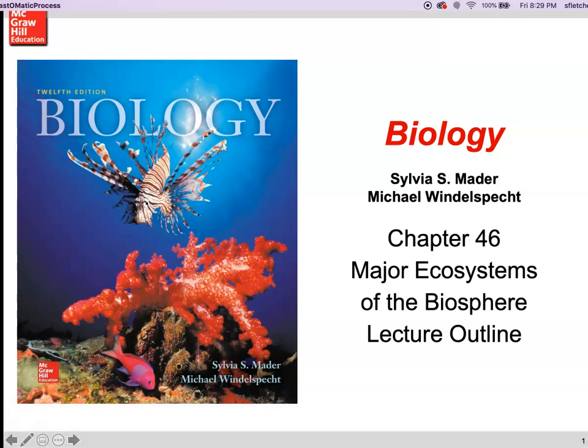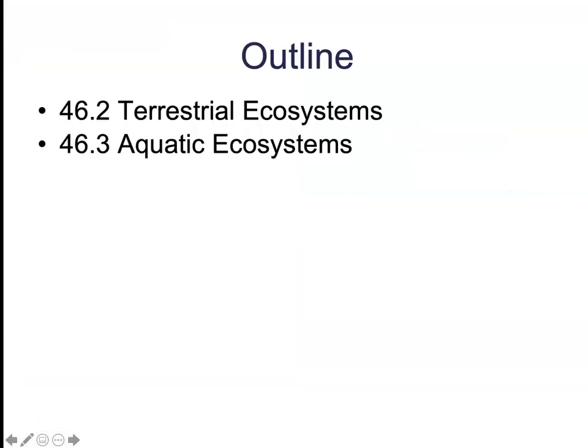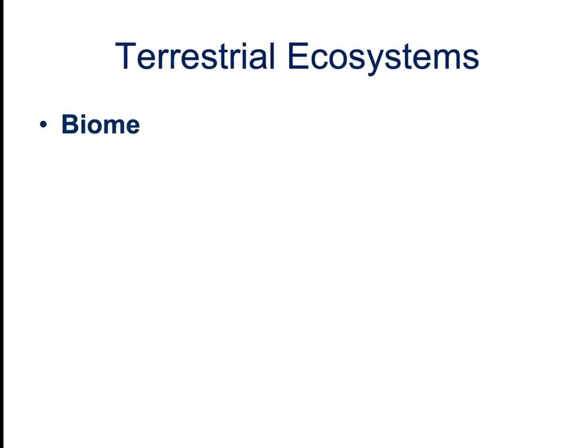All right, in this chapter 46, we're going to cover the major ecosystems of the biosphere. In this chapter, we will be going over the terrestrial ecosystems and the aquatic ecosystems. So starting off, we're going to define just a couple of key terms in this class.